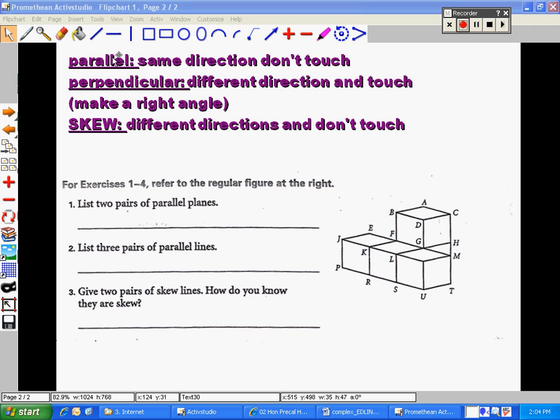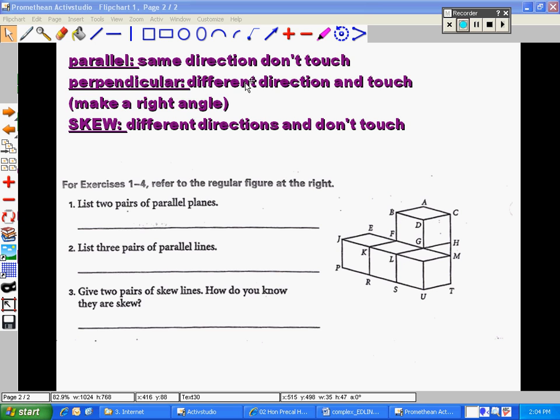Section 6.2 talks about parallel, perpendicular, and skew lines. Parallel and perpendicular you should know already. Parallel are two lines that go in the same direction and do not touch. For example, BD and AC are two lines that are going in the same direction. Also BD, FG, BD, and KL. All of these are going in the same direction and they never touch.